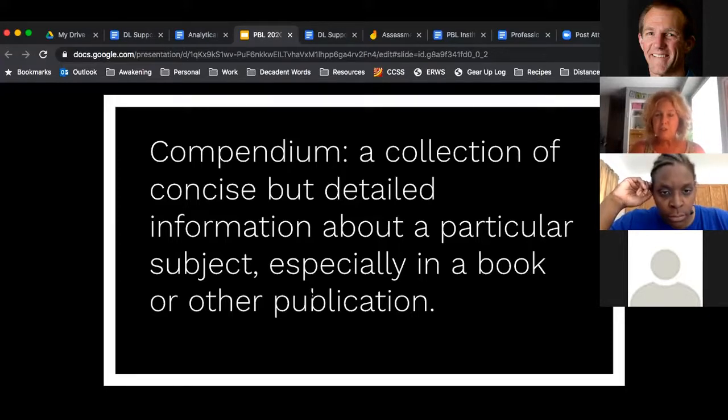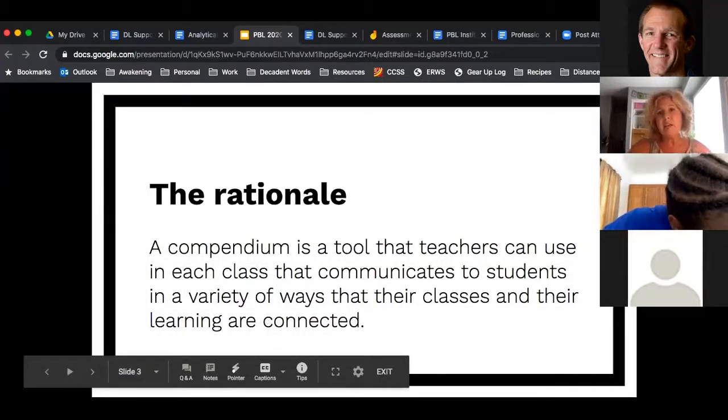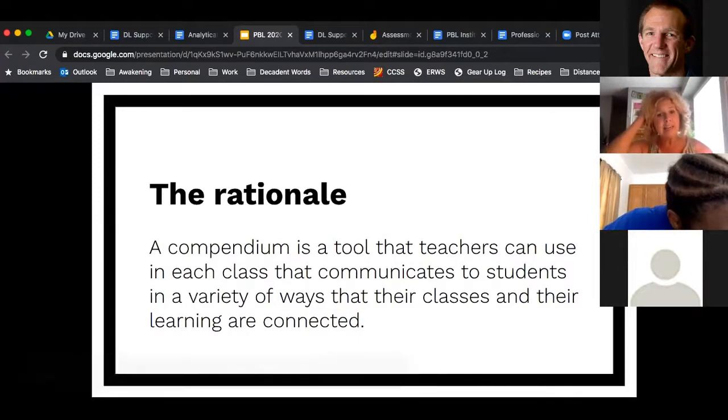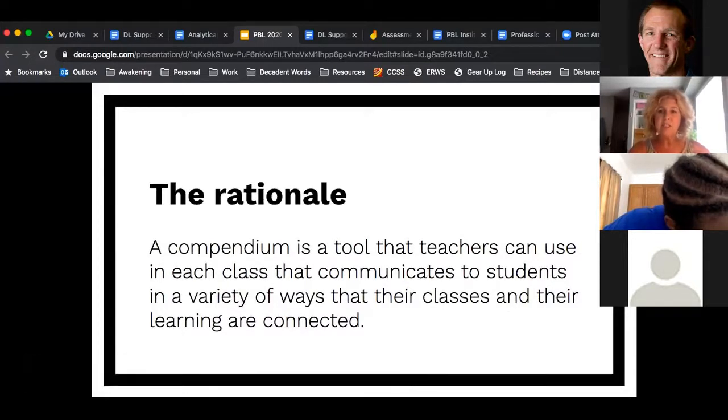If you think about college, you may have had a textbook that was a compendium, where the professor actually put together a collection of documents that were related to the content of that class. That's essentially what we're talking about here. The rationale behind the why is that it's a tool that teachers can use in each of their classes that communicates to students, in a variety of ways, that their classes and their learning are connected.